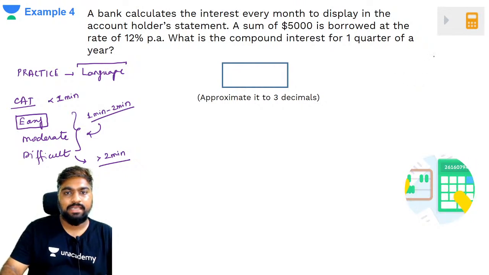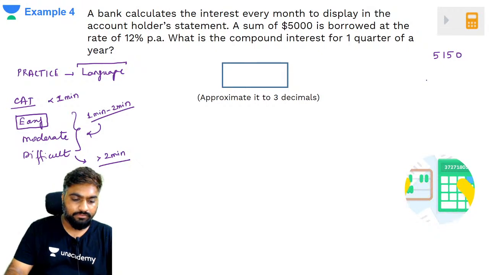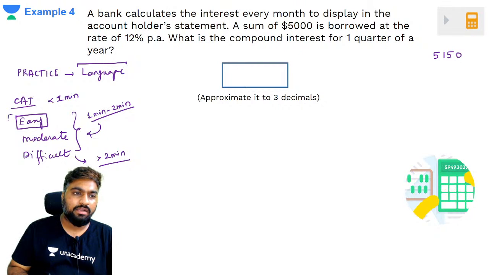Okay, Sashwat says the answer is 5150. Each question carries equal marks. Easy, moderate, difficult, whatever it is, same marks only. 3 marks.